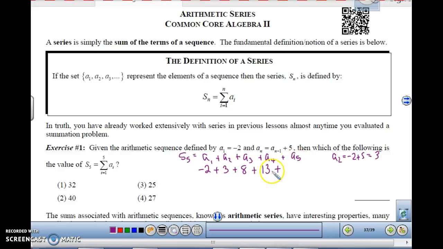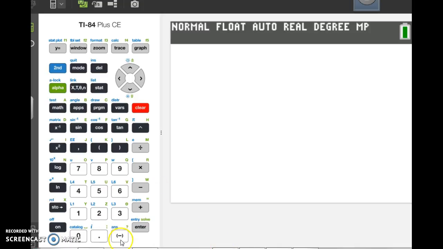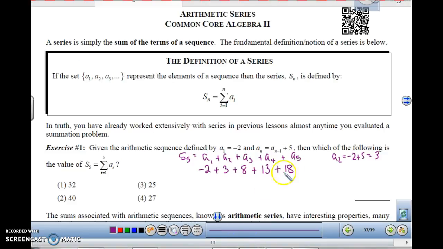And then for the fifth term, you take the previous term, the fourth term, and add 5, and you get 18. So what is the sum of this sequence? Well, I add together -2 plus 3 plus 8 plus 13 plus 18. And my sequence should add up to 40. So S of 5, the sum of the first 5 terms of the sequence, is equal to 40, which would be number 2.